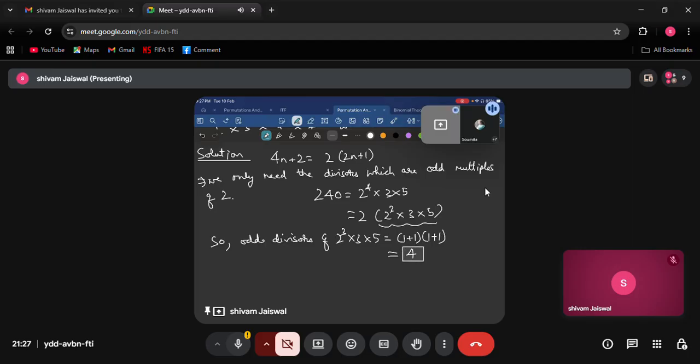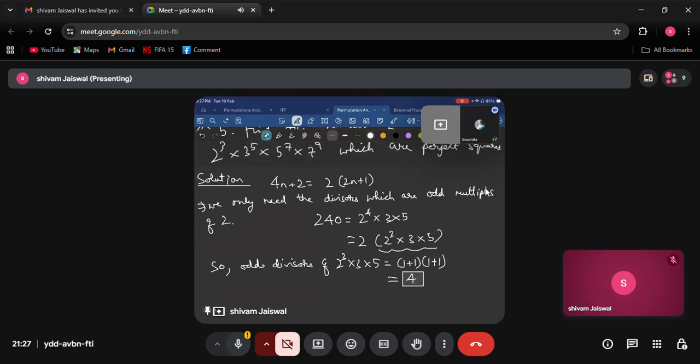Tell me, is it clear to everyone? Can you please explain this part once again? 1 plus 1 into 1 plus 1. Do you remember? Yesterday only, I taught you how to find out the number of divisors of a number. Number of divisors of a number will be equal to alpha 1 plus 1 into alpha 2 plus 1 into alpha 3 plus 1, right? Now we need only the odd divisors of this particular expression, right? Because I've already taken 2 common.